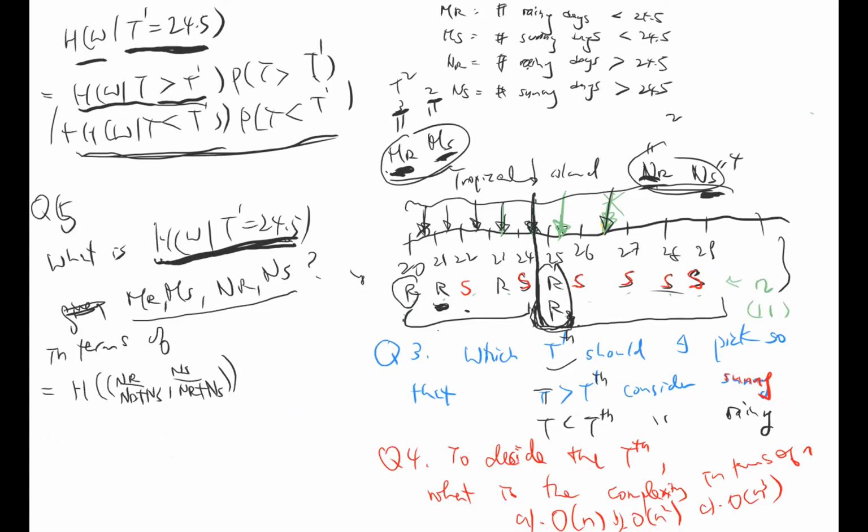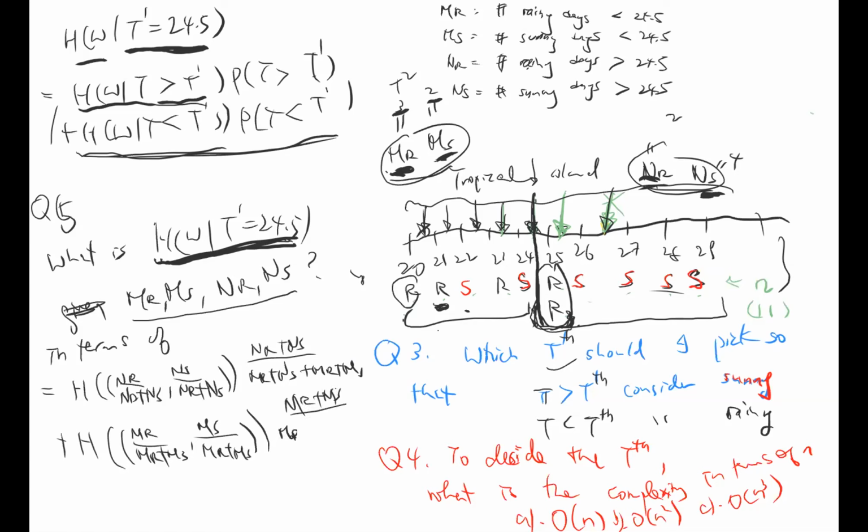And my P of T bigger than t pi will be simply NR plus NS over NR plus NS plus MR plus MS, right? Then the second term is similar. I have H of MR plus MS over MR plus MS plus NR plus NS, like this. So I guess, okay.